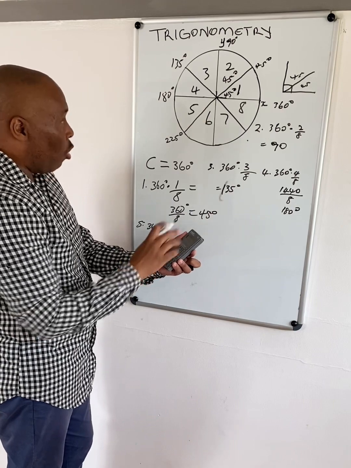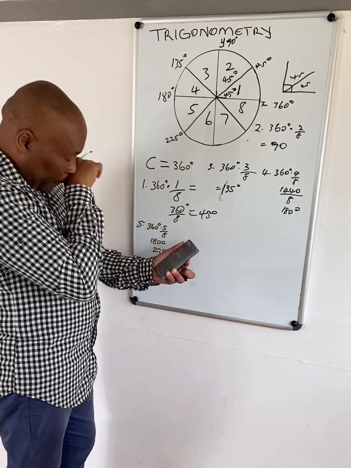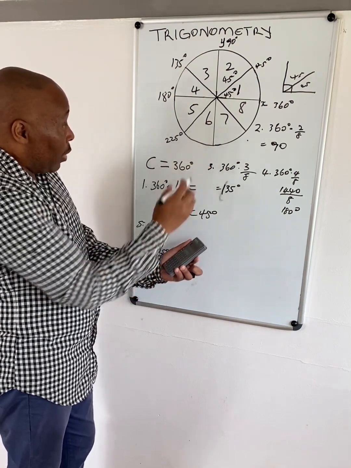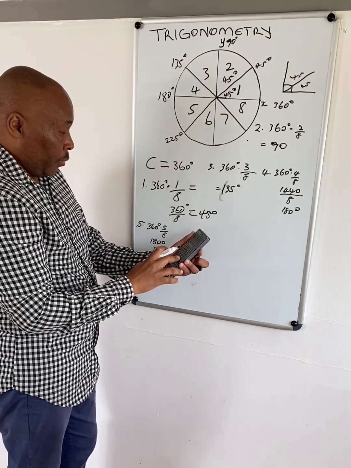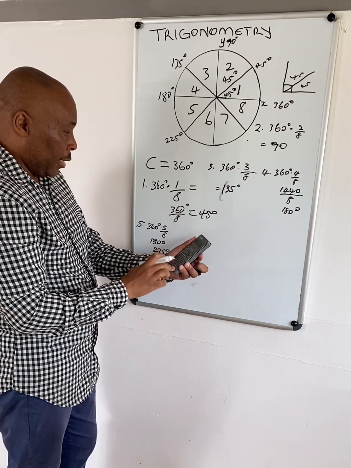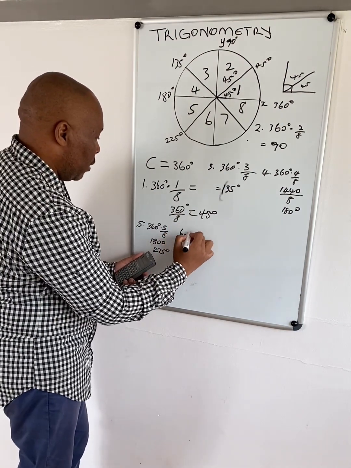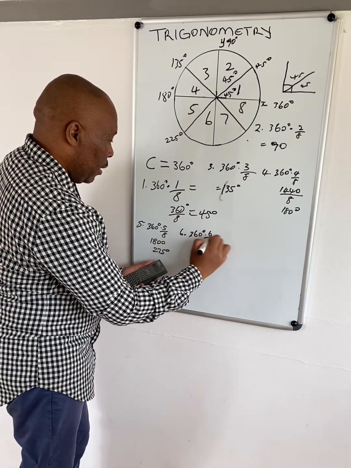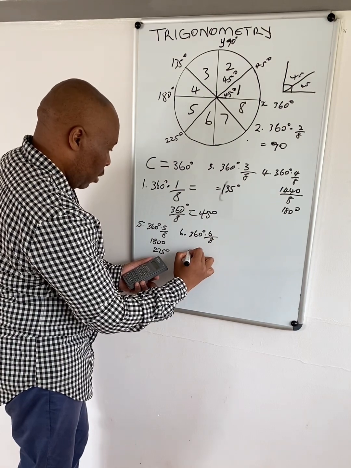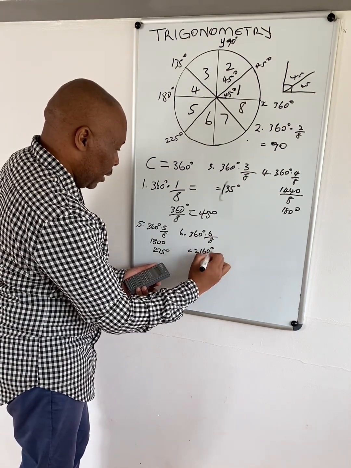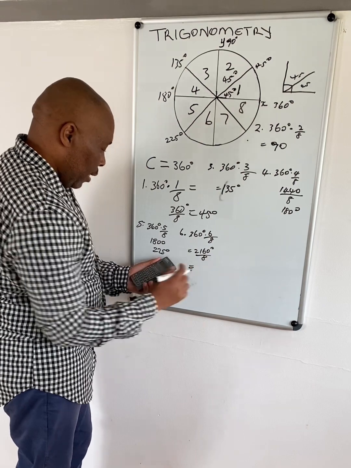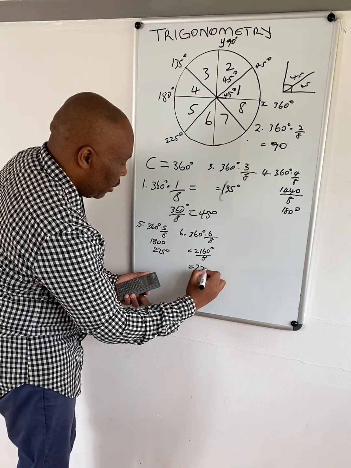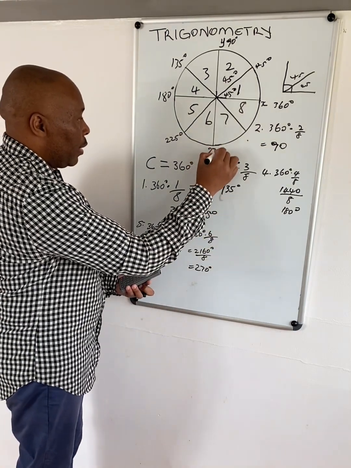Just want to show where all these angles come from before we go any further. So we're doing the next one now. It's 6 times 360. This is number 6, and we're saying 360 degrees times 6 divided by 8. It is equal to 2160 degrees divided by 8. It gives us 270 degrees. This is our 270 degrees.